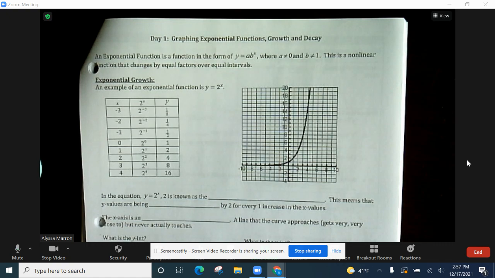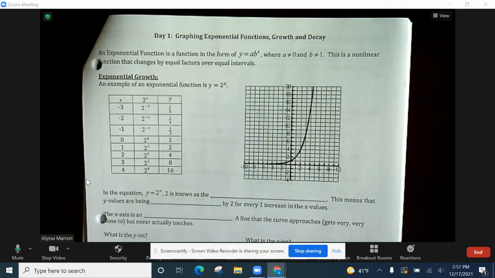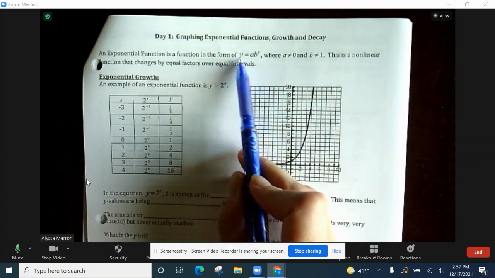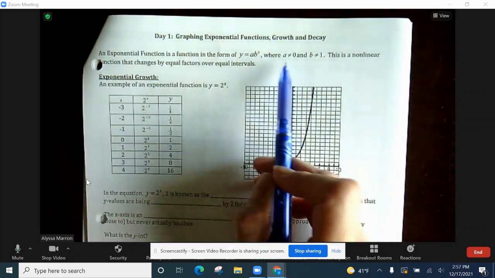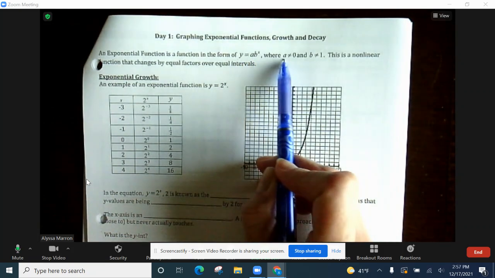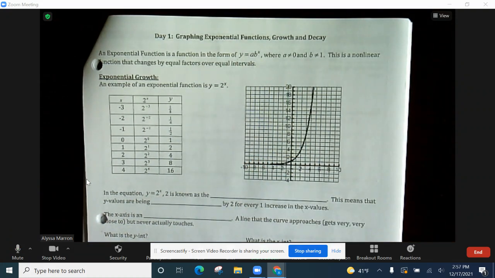Hi guys, this is a video of the day one from the exponentials unit. First we are looking at graphing an exponential function. When we do look at these functions, they're in the form of y equals a times b raised to the x, where a, which is your coefficient, cannot be 0, and b, which is your base, cannot be 1. This is a nonlinear function that changes by equal factors over equal intervals.